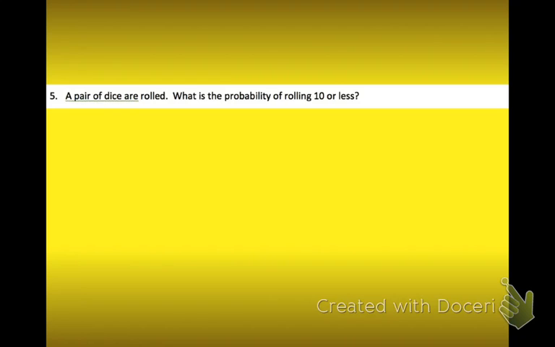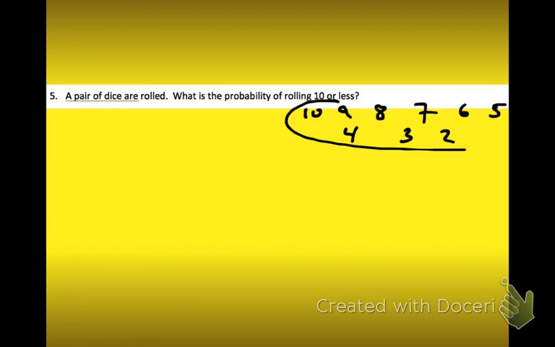So if a pair of dice are rolled, what is the probability of rolling a 10 or less? So if they're asking you what's the probability of rolling 10 or less, that means that you want a 10, a 9, an 8, a 7, a 6, a 5, a 4, a 3, a 2. Right? You can't roll a 1 on 2 dice because a 1 and a 1 gives you at least a 2. So you want to know the probability of rolling each of these things. Now that's a whole lot.